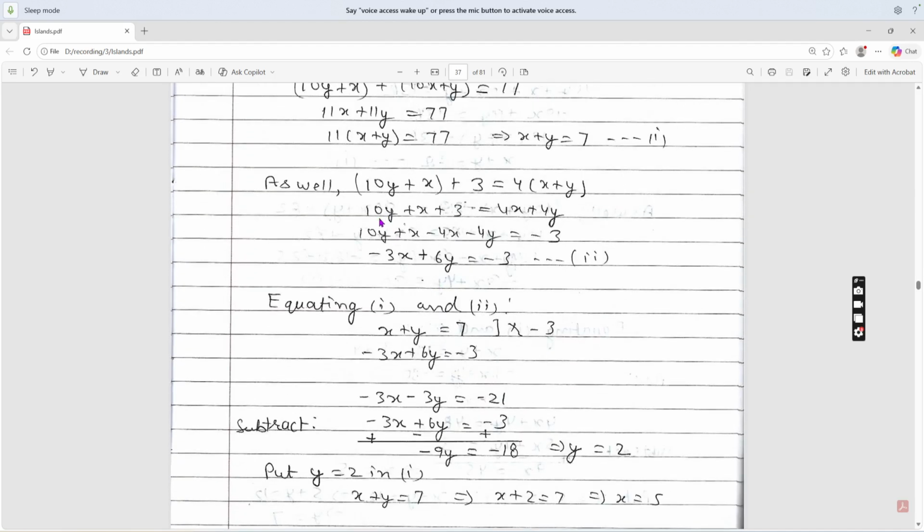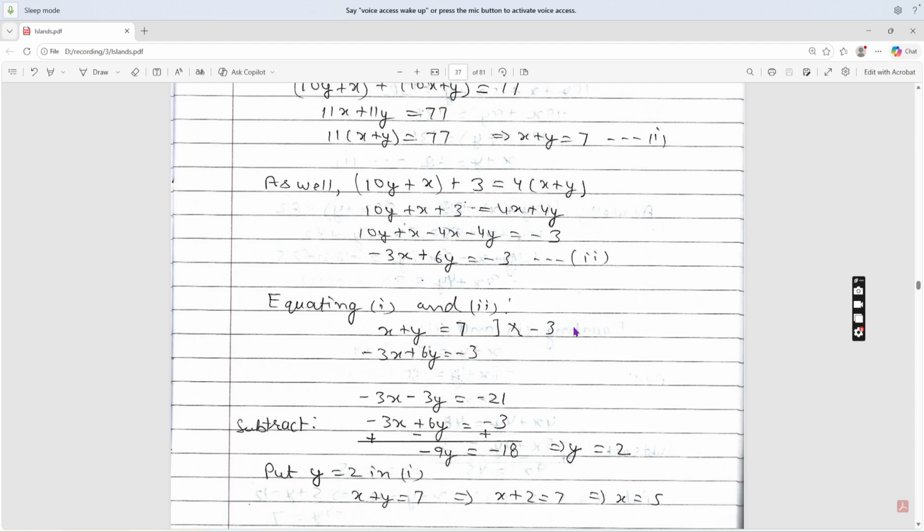So the rest is so simple. 10y plus x plus 3 is equal to 4x plus 4y. Now 10y plus x minus 4x, because 4x is going to be shifted from the RHS to LHS, minus 4y is equal to minus 3, because it is plus 3, it is going to be shifted from the LHS to RHS. Now here 10y minus 4y is equal to plus 6y, x minus 4x is equal to minus 3x, equal to minus 3. It is equation 2. First equation is x plus y is equal to 7. Second equation is minus 3x plus 6y is equal to minus 3.